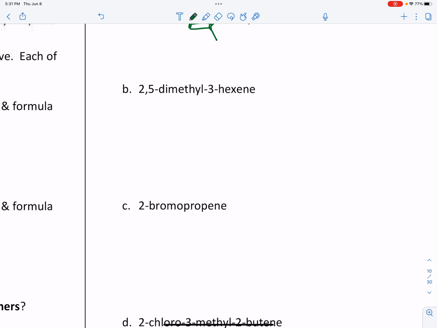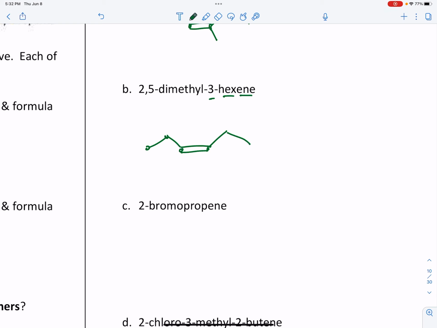For part B, 2,5-dimethyl, 3-hexene. So again, I see the hexene, E-N-E, tells me it's an alkene. There's a double bond. So I'll start with that. There's 6 carbons in the parent chain, hexene. The third bond is the double bond. So let me start by trying to draw that. Boom, boom. So right there, I've got 1, 2, 3, 4 carbons, and my third bond is the double bond. I need 2 more carbons. Boom, boom. There we go.